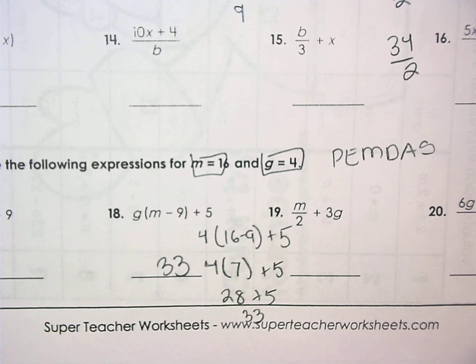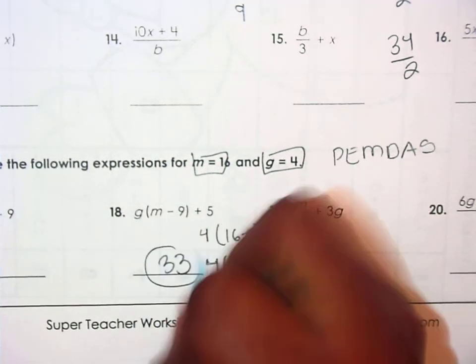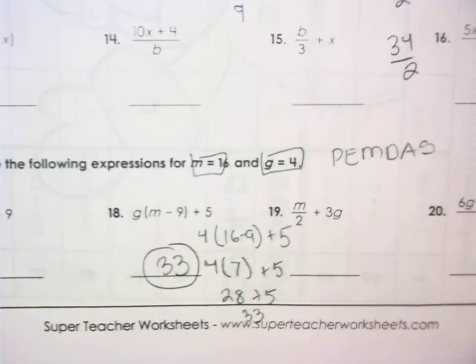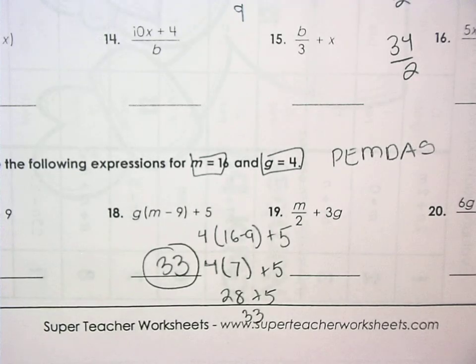Alrighty, I hope that helps you. I'm going to circle this answer. Remember to follow your PEMDAS guide: parentheses, exponents, multiplication, division, addition, and subtraction. Remember, for multiplication and division, whatever comes first in the equation is what you do first, and the same goes for addition and subtraction.